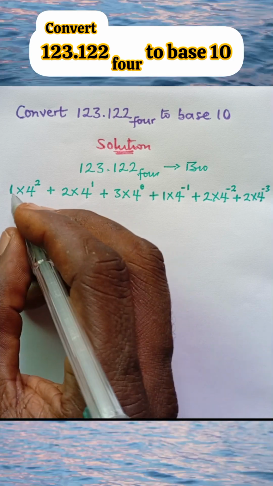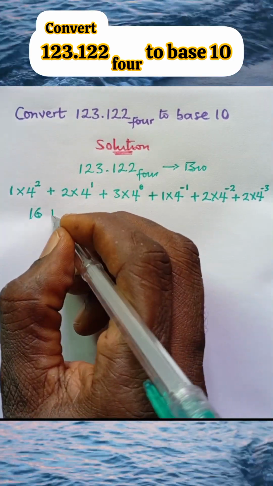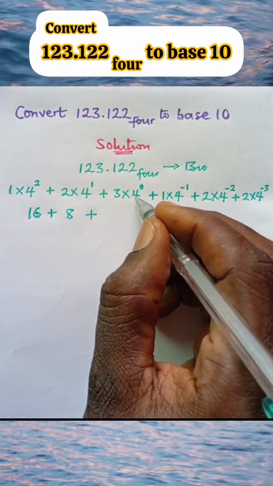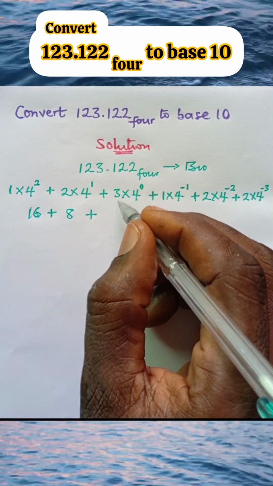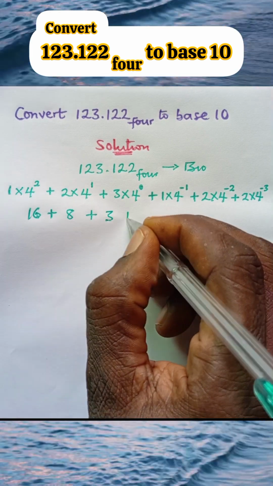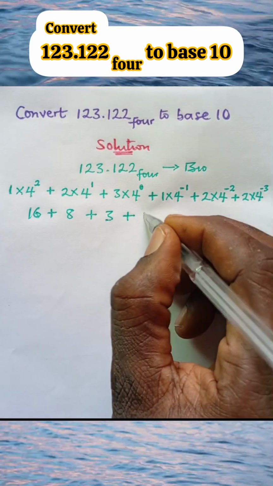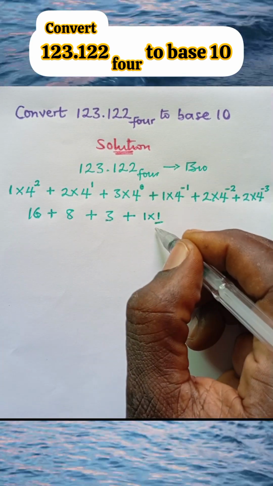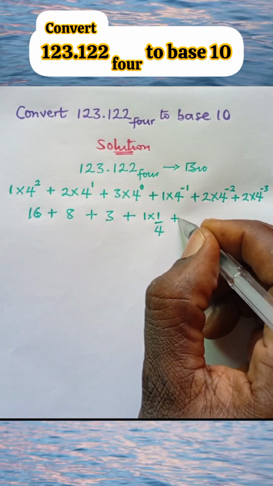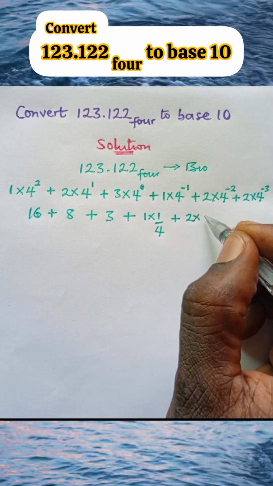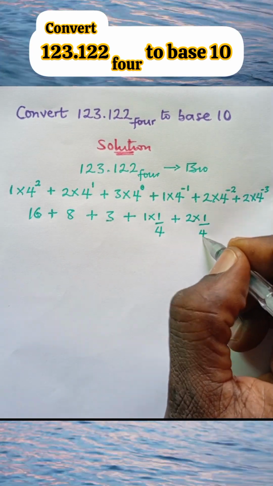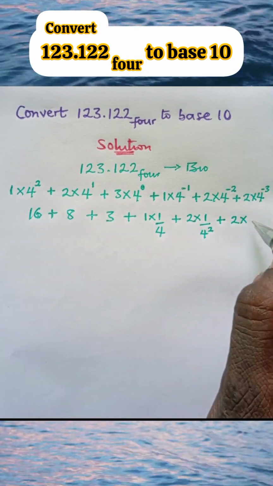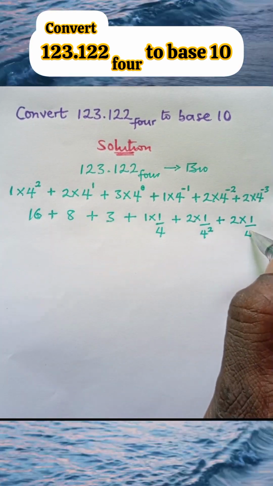4 squared is 16, multiply 1 is 16, plus here 2 times 4 is 8, plus 4 raised to power 0 is 1, 1 multiply 3 is 3. Then plus, take note of this, we have 1 multiply 4 raised to power negative 1, the same thing as 1 over 4. Then plus 2 multiply 1 over 4 raised to the power of 2, plus 2 multiply 1 over 4 raised to the power of what?